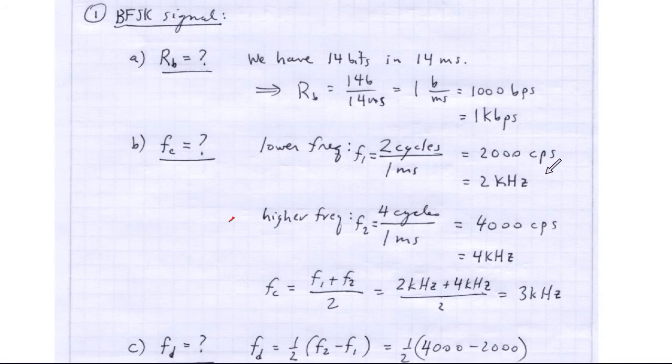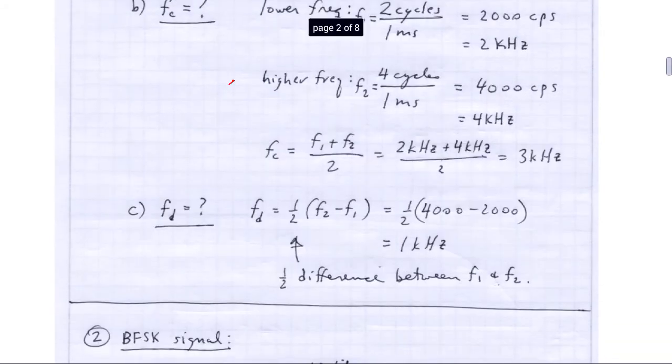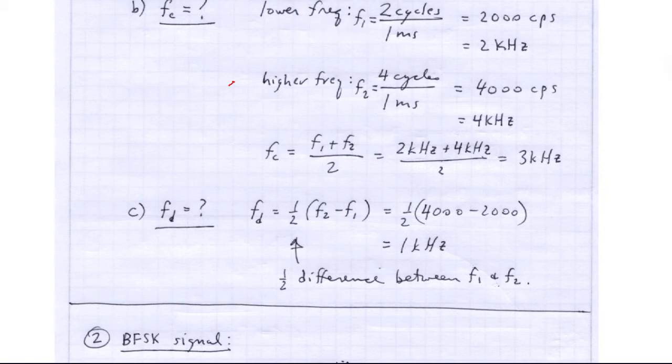We have the 2 kilohertz and 4 kilohertz frequencies. And now we find the center frequency, which is the average, 3 kilohertz. And now FD is actually half the difference, and it's 1 kilohertz. Okay? So that's problem 1.